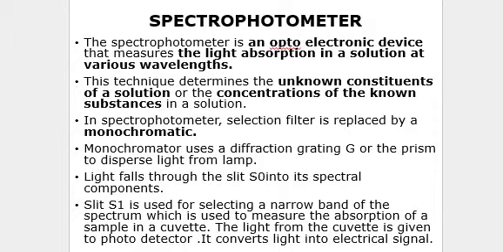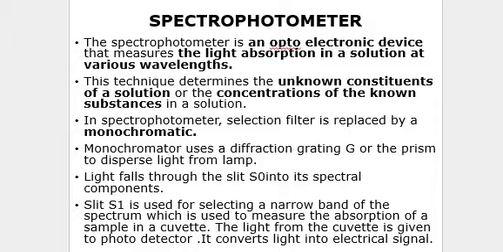How is it done? We are passing a monochromatic light. Monochromatic is nothing but a single light. This monochromator uses a diffraction grating G. It is just like a grated mirror, used to disperse the light from the lamp.